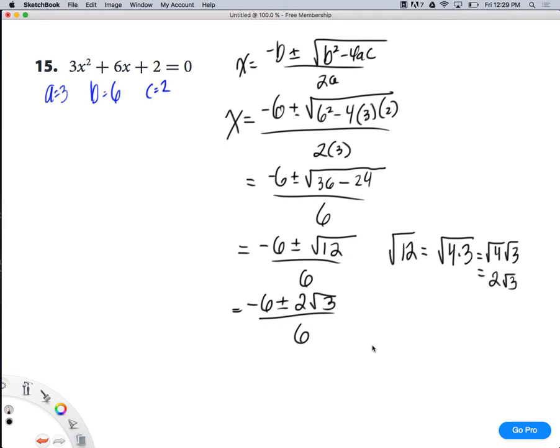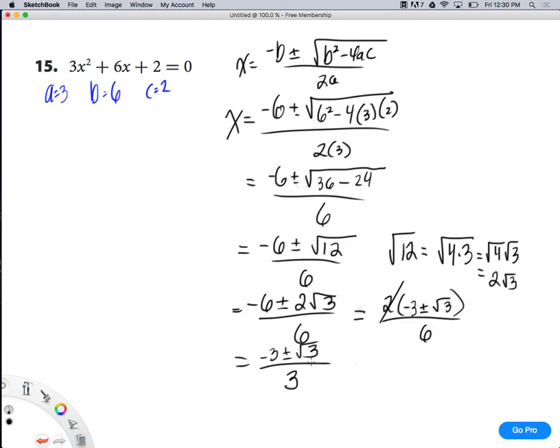I check if there is a common factor, and if there is, I pull it out because that's how I'll simplify. What's the common factor? 2. So I pull out a 2. This becomes negative 3 plus or minus radical 3 over 6. Then how do I simplify this? Cancel out the 2. This becomes negative 3 plus or minus radical 3. What does the bottom become if I cancel that 2? 3.